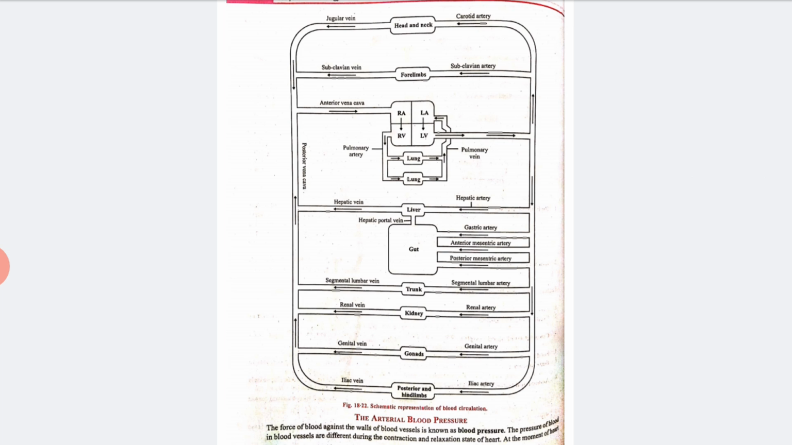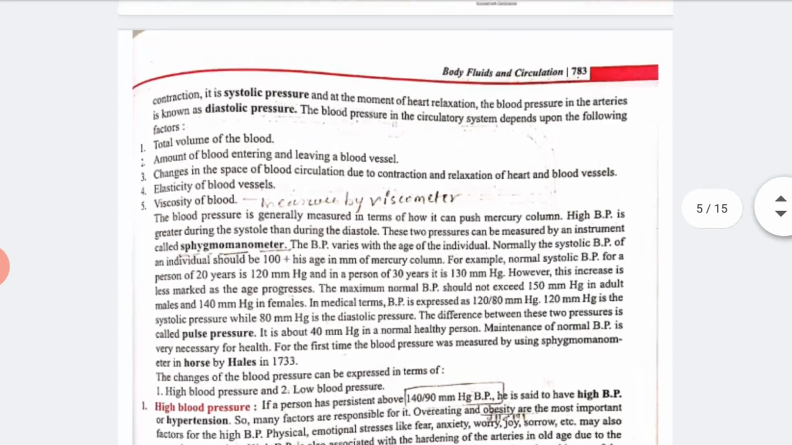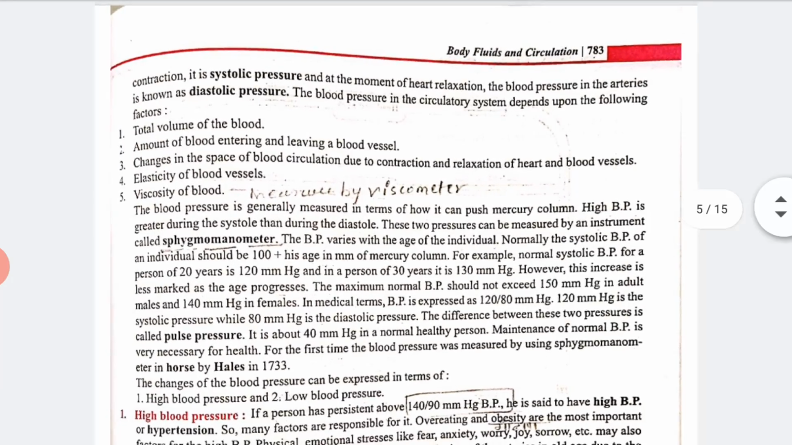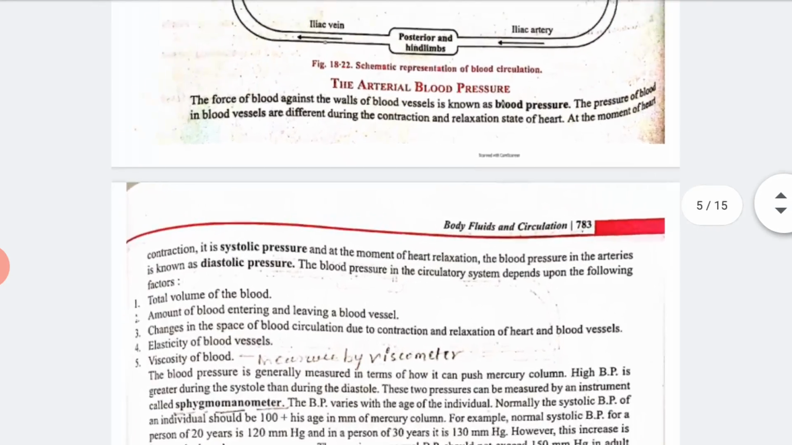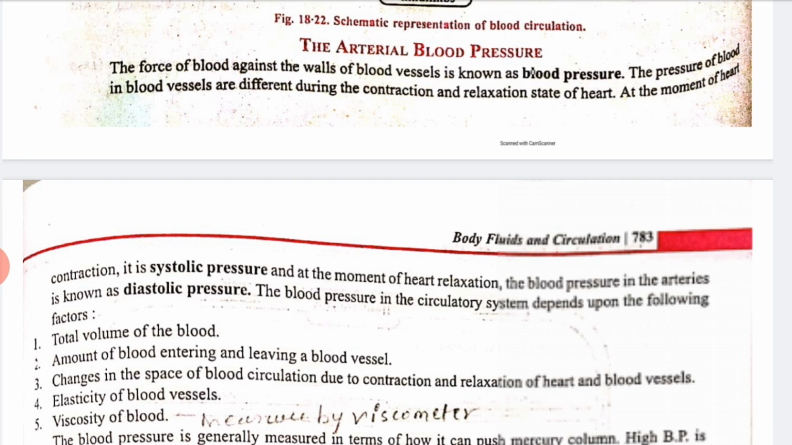And the circulation. Now let's talk about arterial blood pressure. What is arterial blood pressure? The force of the blood against the wall of the blood vessels is known as blood pressure. Clear? It means the force of blood against the wall of the blood vessel. That is called blood pressure.